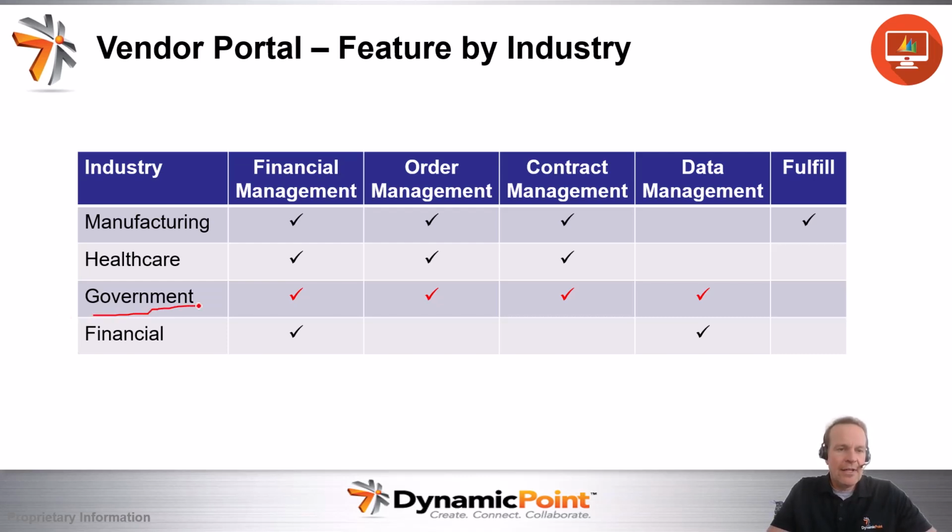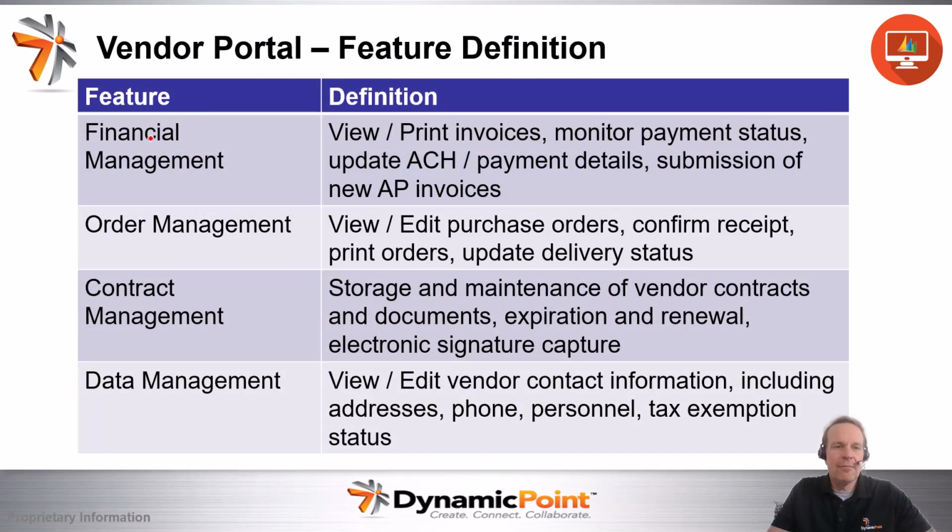Here we're looking at government, and that includes financial management, order management, contract management, and data management. We'll go into a definition of what each of these features means. Financial management: the viewing and printing of invoices, monitoring payment status, updating ACH payment details, and submission of new AP invoices. Order management: view and edit purchase orders, confirm receipt of POs, print orders, and update delivery status.